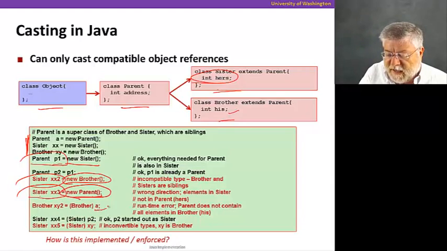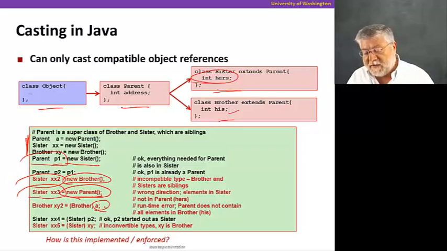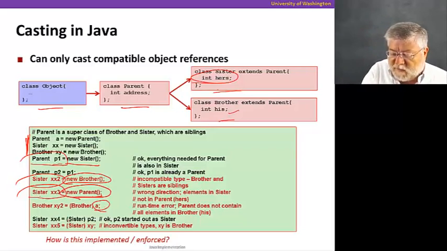Okay. Let's take a look at yet another one. Here you'll notice that we've taken our parent object, tried to cast it as brother and assign it to a brother variable. Well, that's not going to work either because that parent object does not contain all the elements of brother. It's missing the variable his in this case.